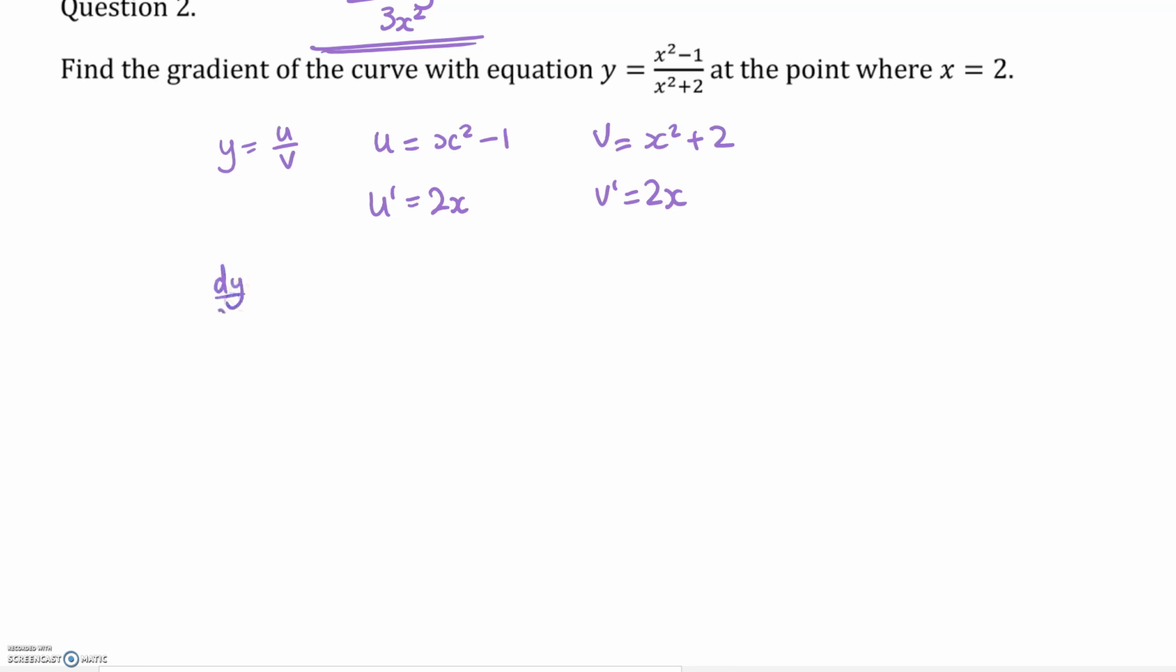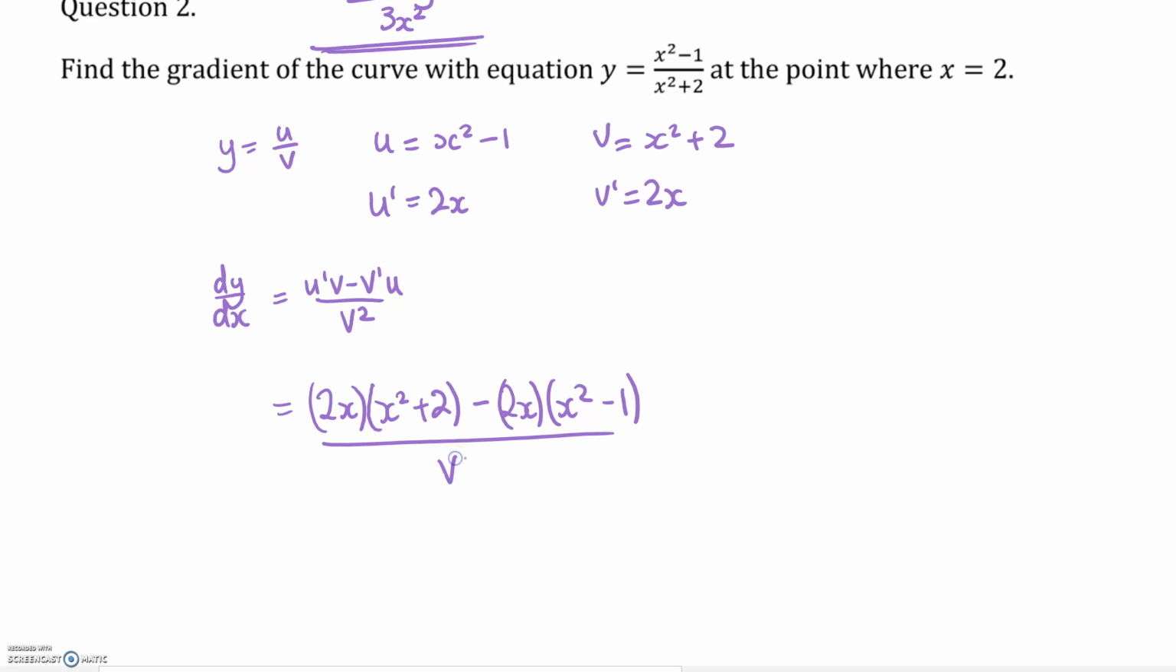So our dy by dx, our differential of this, is going to be u dash v take v dash u all over v squared, which is going to give me u dash, 2x, times by v, which is x squared plus 2, take v dash times by my u, so 2x times x squared take 1, all over v squared, which is going to be x squared plus 2 all squared.